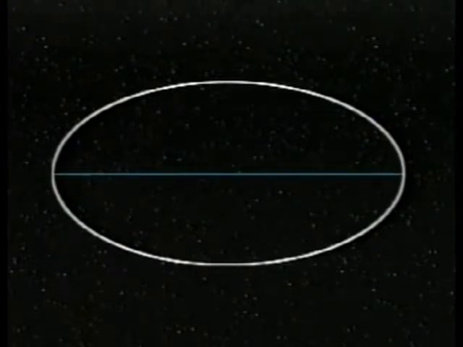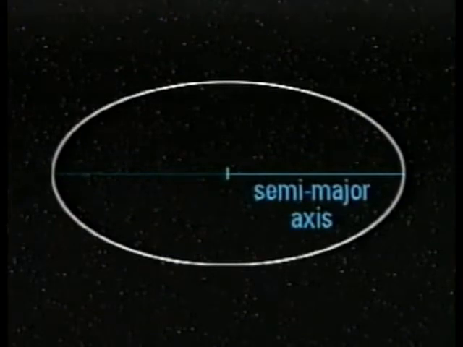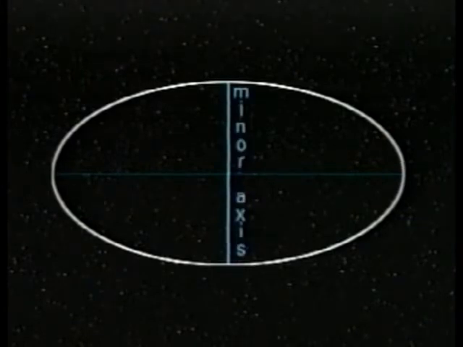The longer line segment through the foci is the major axis. Half of that is called the semi-major axis, and perpendicular to the major axis going through the ellipse's midpoint is the minor axis. Remember this?